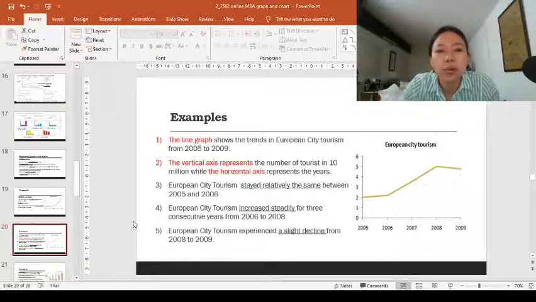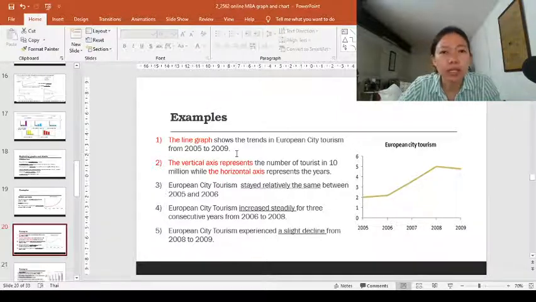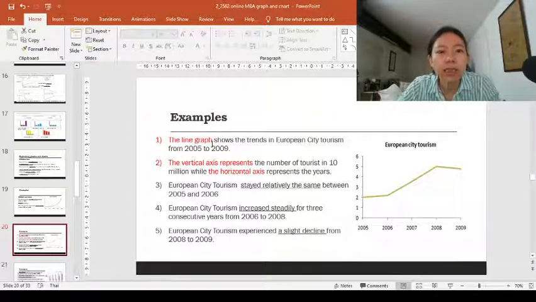First, you have to tell the audience what visual aid you are using and what it is about. And then you have to give the details of the chart or line graph that you use. And then you can start explaining the details of the line graph. For example, in the first paragraph, the line graph showed the trend in European city tourism from 2005 to 2009. So in the first sentence, we talk about what visual we use and also what it is about.